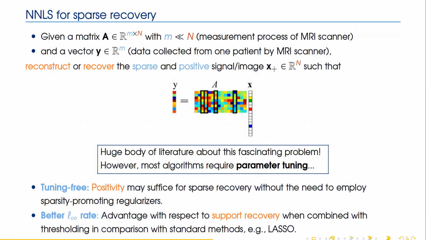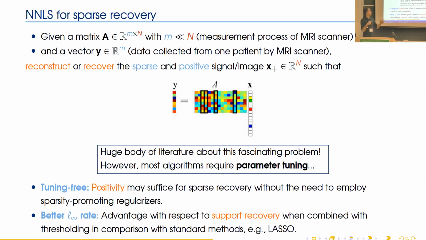So first, it is tuning free, because only positivity suffices for sparse recovery. And you have better L infinity rates, in the sense that under the same assumptions, if you compare coefficient by coefficient the outcome of your algorithm and the ground truth, non-negative least squares has better L infinity rates than the LASSO for this type of problem.